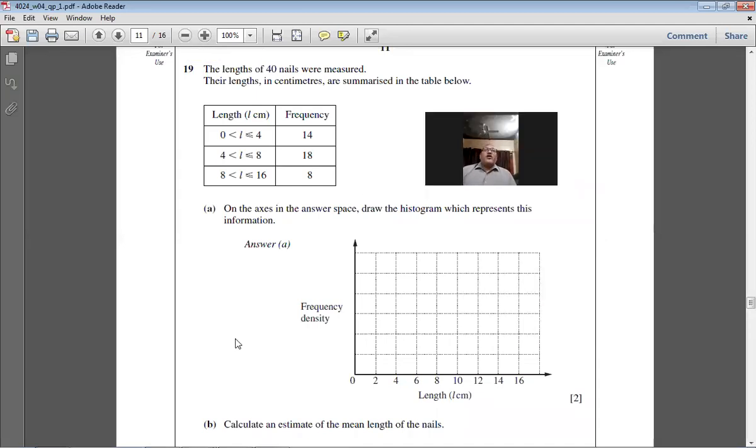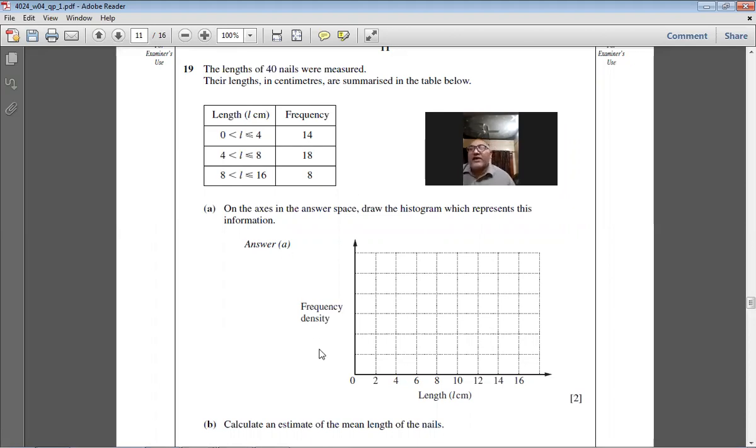The lengths of 40 nails were measured. Their lengths in centimeters are summarized in the table. So for lengths from 0 to 4, there are 14 nails. From 4 to 8, there are 18 nails. From 8 to 16, there are 8 nails. So on the axis in the answer space, draw the histogram which represents this information.